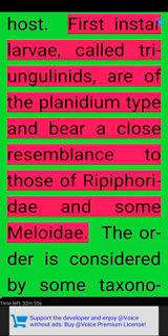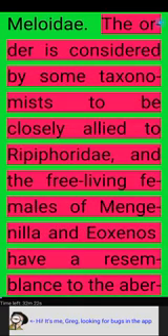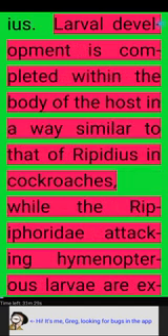First instar larvae, called triungulinids, are of the planidium type and bear a close resemblance to those of Rhipiphoridae and some Meloidae. The order is considered by some taxonomists to be closely allied to Rhipiphoridae, and the free-living females of Mengenilla and Eoxenos have a resemblance to the aberrant genus Rhipidius. Larval development is completed within the body of the host in a way similar to that of Rhipidius in cockroaches, while the Rhipiphoridae attacking Hymenopterous larvae are external except for a time during the first instar, Westwood 1836, 1839, Clausen 1940.